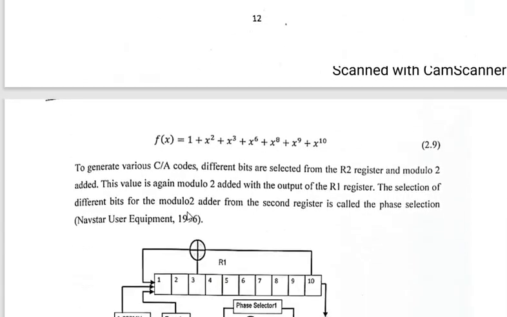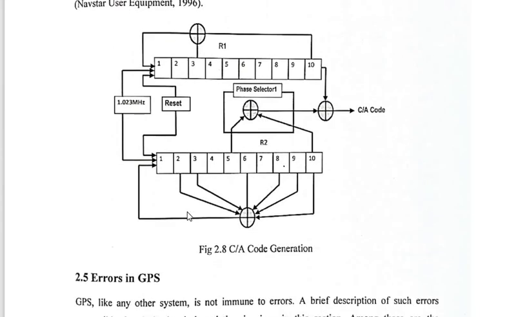In the next class, I'm going to start your next topic, errors in GPS: what different kinds of errors occur in GPS and how we are going to calculate them. Then there is one more topic, spoofing and anti-spoofing, which I'll continue within the errors in GPS itself.